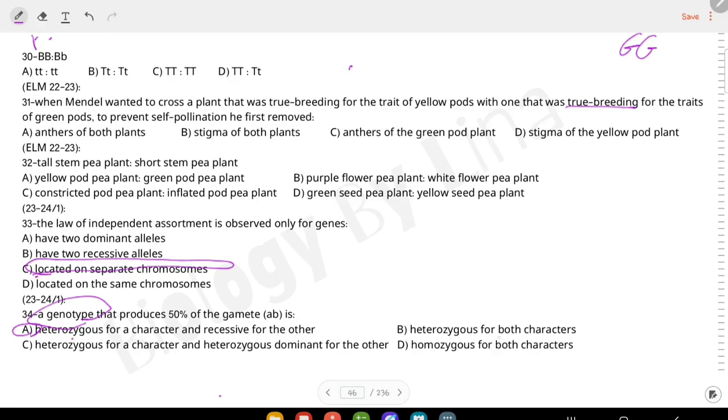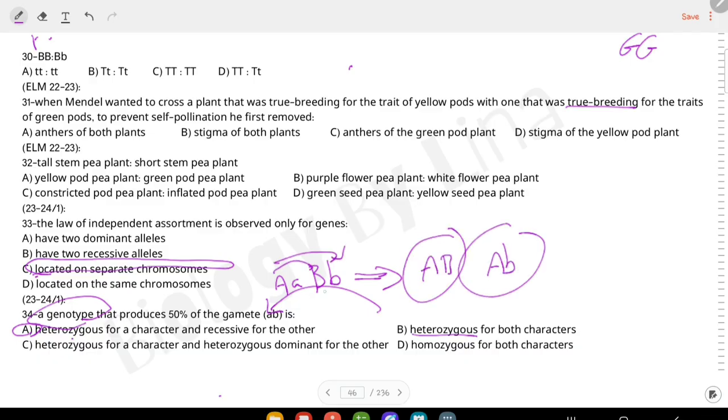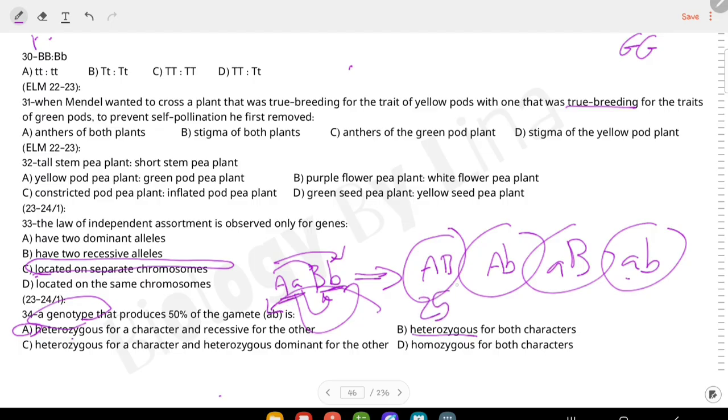B said hetero for both characters. What do you mean by hetero for both characters? It means A capital A small, B capital B small. This is hetero for both characters. So at that time, it will produce how many different types of gametes? It will produce A capital B capital, A capital B small, then A small B capital, and A small B small. So whenever you have hetero for both, it will produce a ratio of 25% for each gamete. We have 4 different types of gametes and each one is 25%.